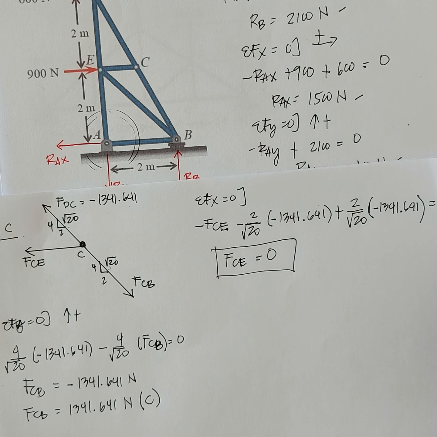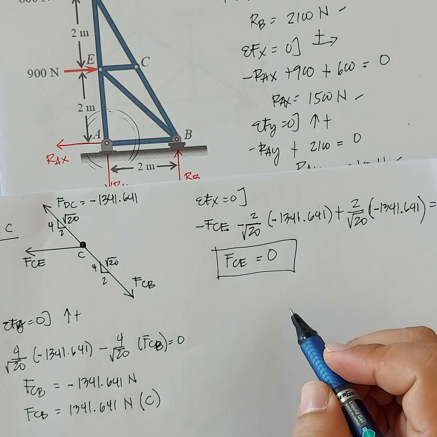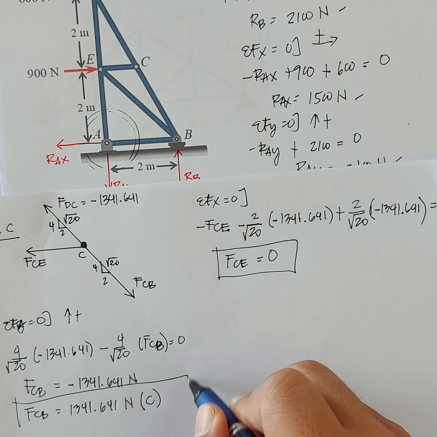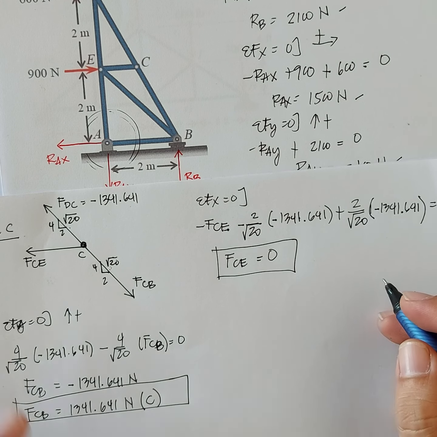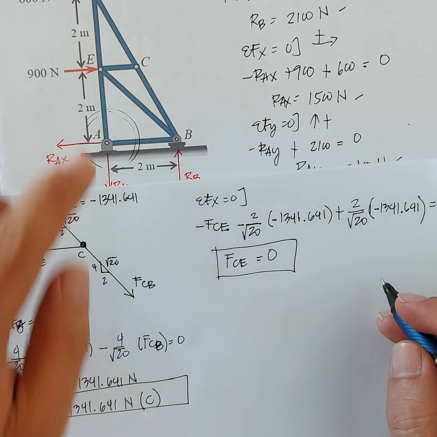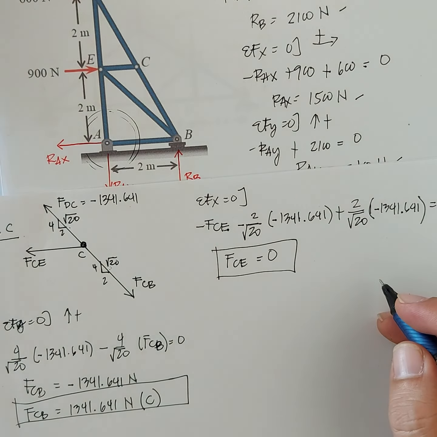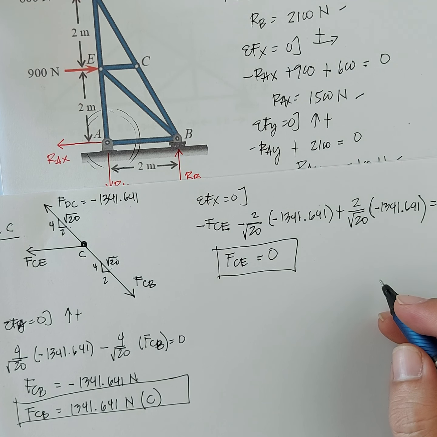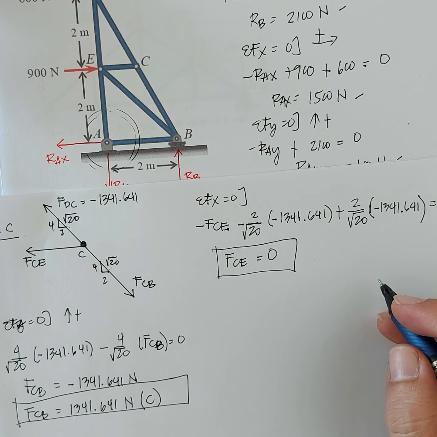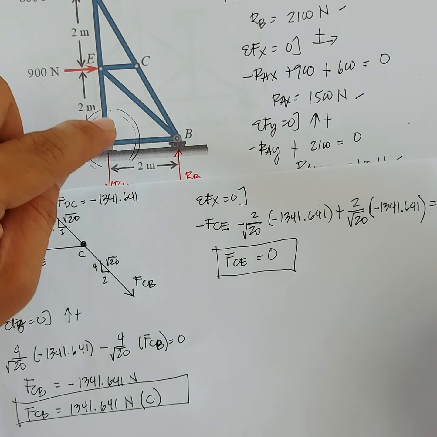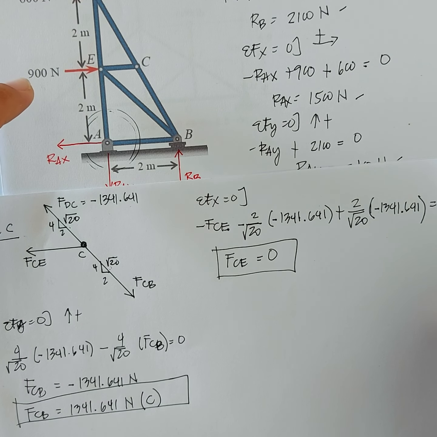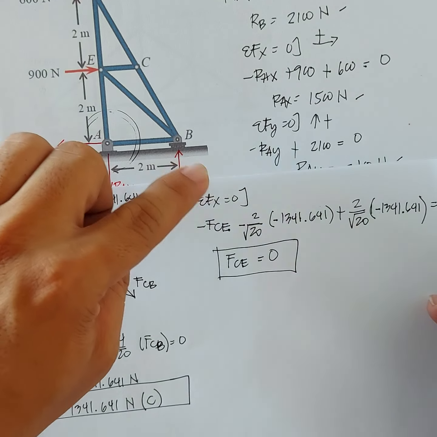Ano ba yung kulang natin? And FCE tapos na, FCB tapos na rin. Meron pang isa, itong FBE. Sa FBE. Okay. So to solve for FBE, mag-proceed na lang kayo either sa joint E or sa joint B.